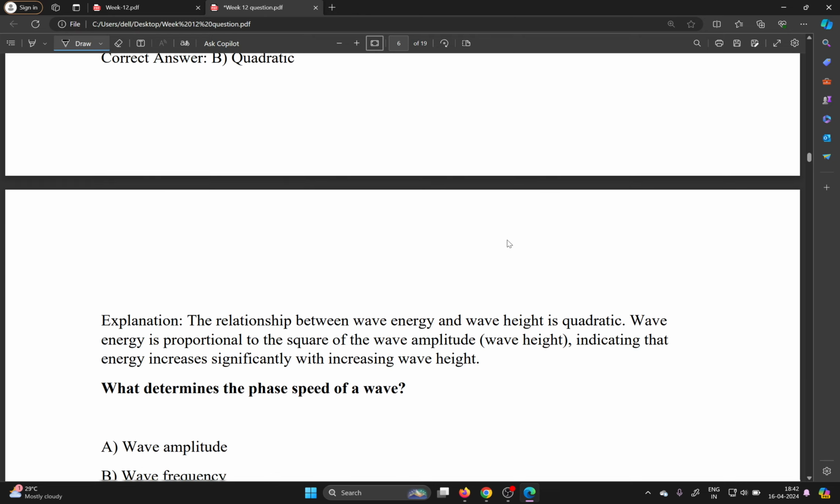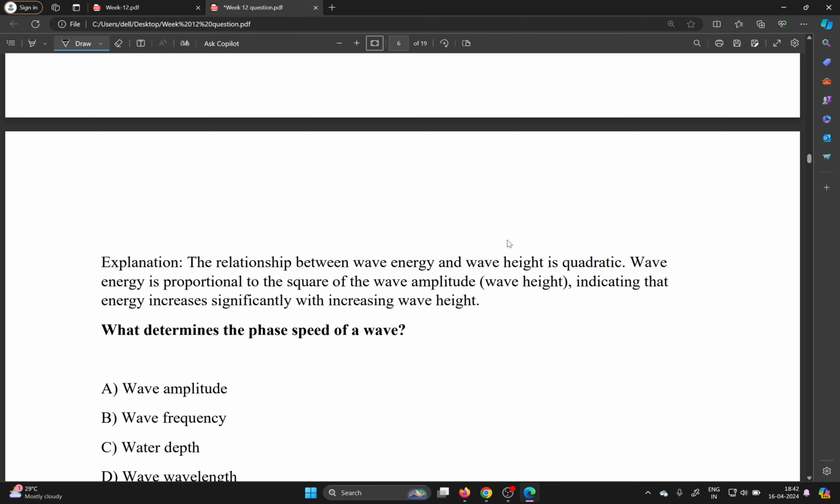Now moving ahead. What determines the phase speed of a wave? We are talking about the phase speed here. Remember, what determines the phase speed of the wave? Wave amplitude, wave frequency, water depth, or wavelength? Wavelength.